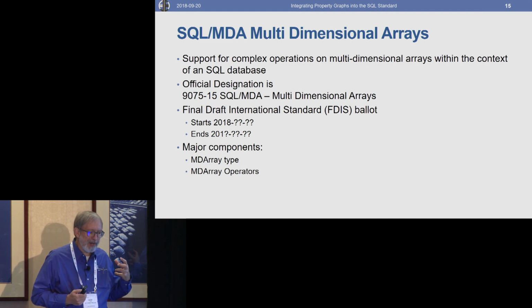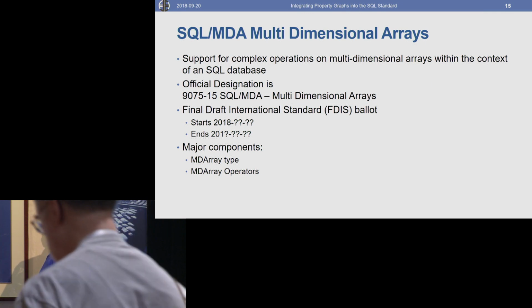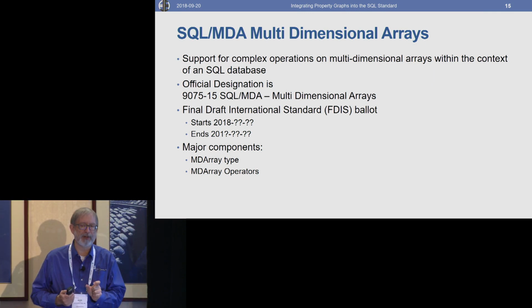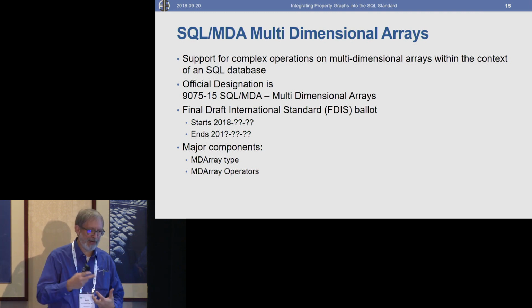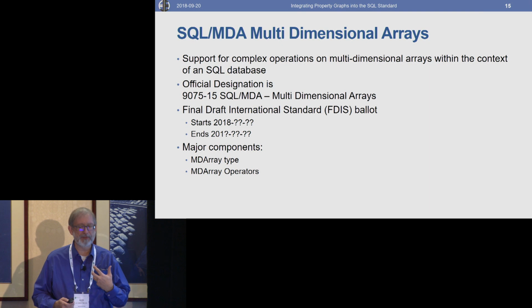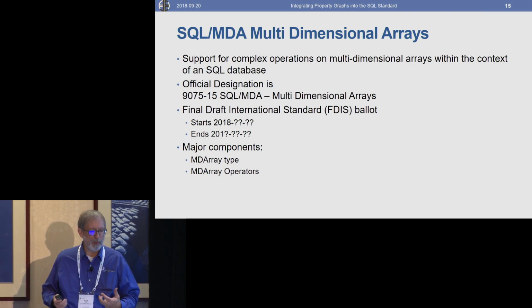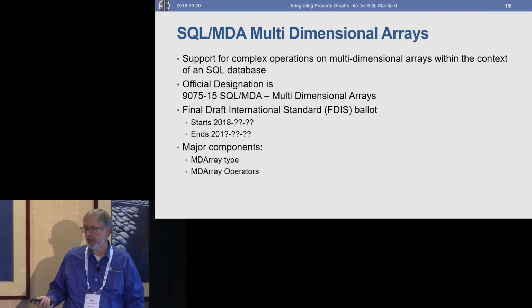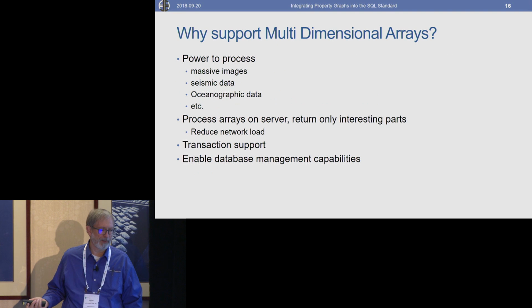The work on this is all done except for the last final draft international standard ballot. That should have started by now, but we're having a discussion with ISO in Geneva about some of the formatting stuff that they want that doesn't really fit the way we've been doing standards. So maybe by the end of this year, that'll be complete.